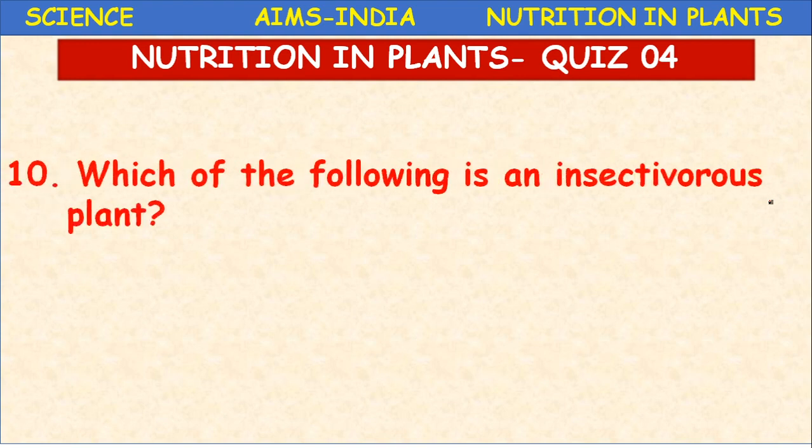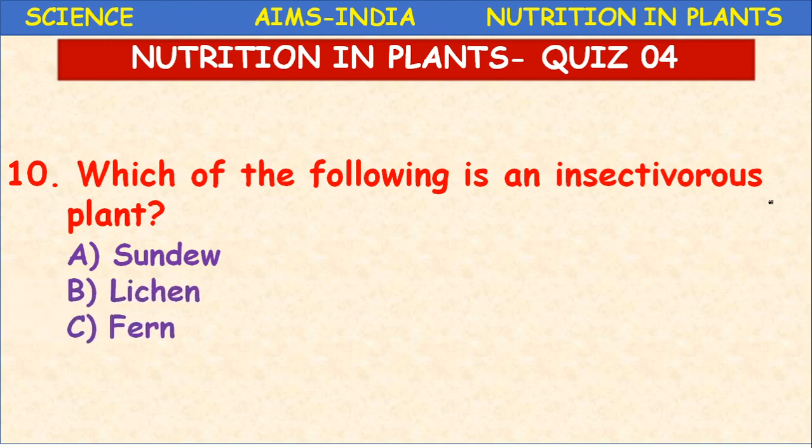Next, which of the following is an insectivorous plant? Sundew, lichen, fern, mold. So lichen, fern and mold, they are different groups. So here the answer is A, sundew plant. Okay.